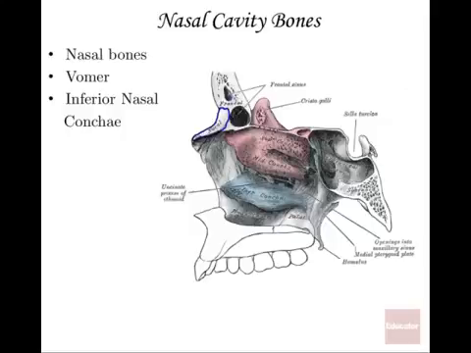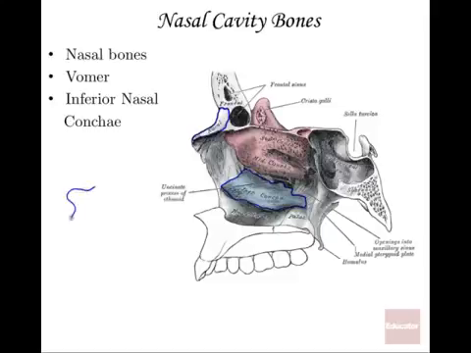The vomer, which we're going to see a little bit more clearly in a future image here, is right beneath the ethmoid and forms the most inferior part of that bony septum. And it's connected to the maxillae, but it's further back. And then finally, the inferior nasal conchae. Each one is a concha.